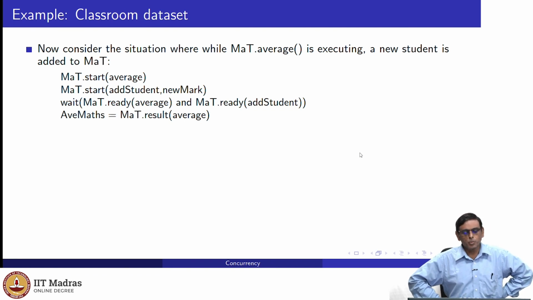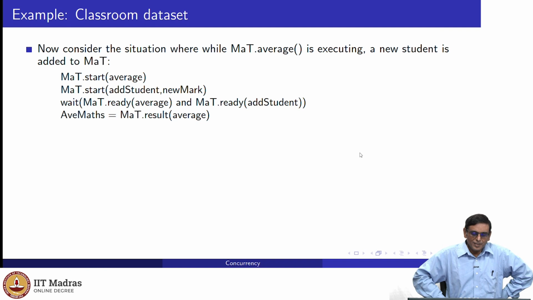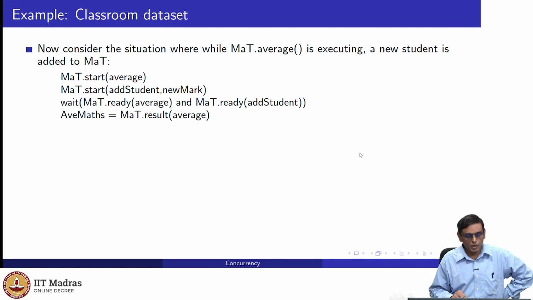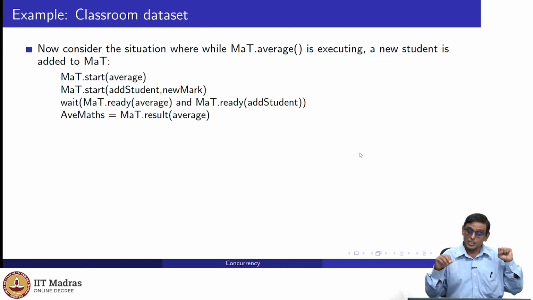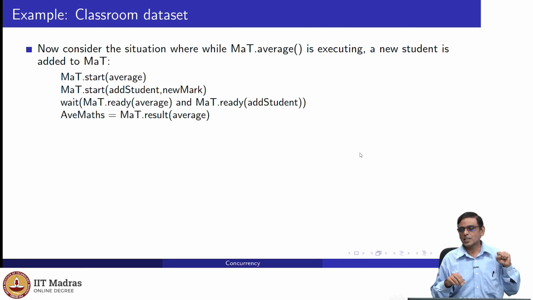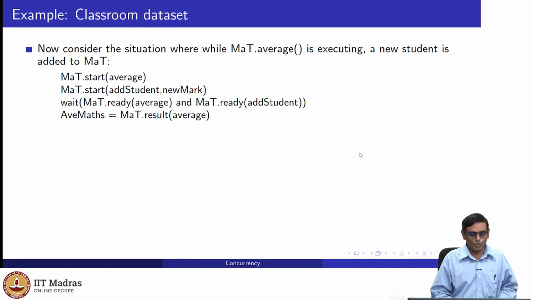And I want to wait for both average and add student to complete, right? And then I want to take the average of average result and put it in average math. So I'm calling the same object. If it were different objects, maybe things would work out okay. But the same object maths, I want to call basically for math teacher, I want to call average and add student at the same time. You already see that this is going to create problems, but let us see what kind of problem this creates. Alright.